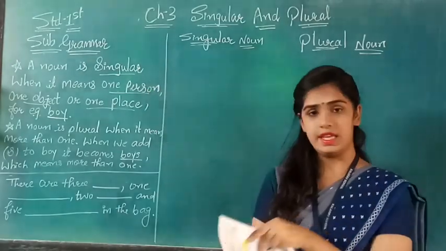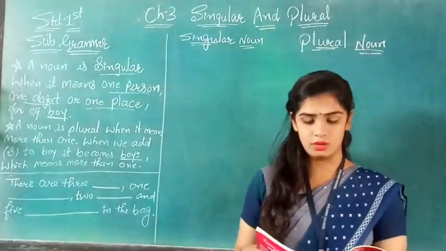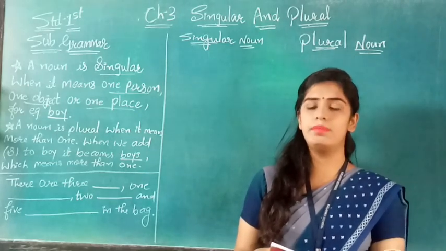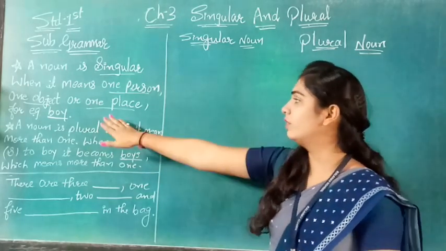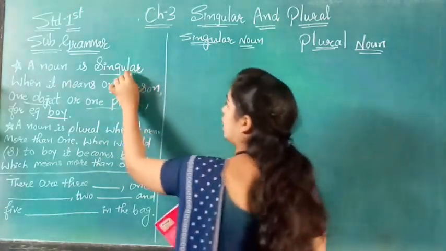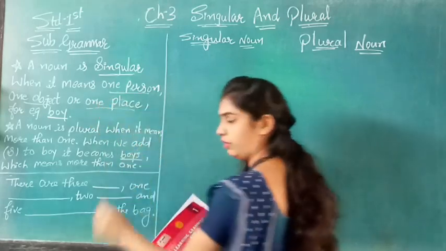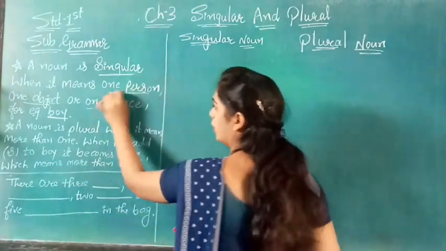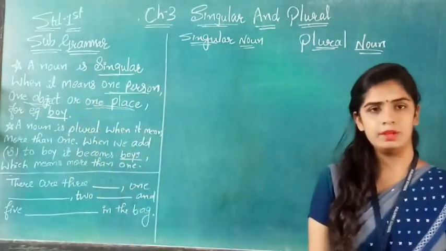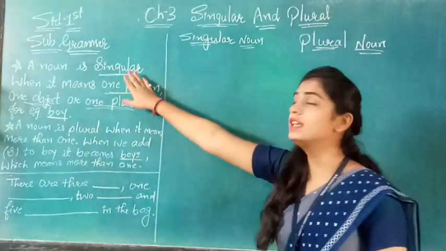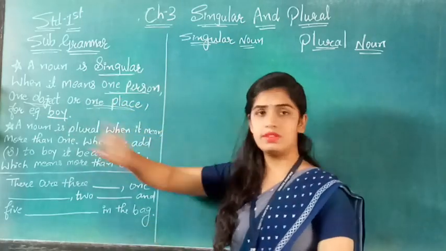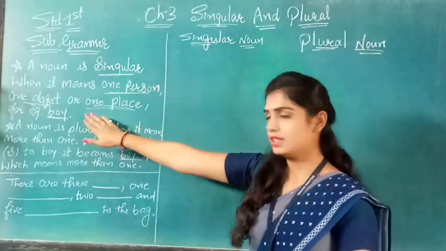Okay. So see in your book, a noun is singular when it means one person, one object or one place. For example, we have given here boy. Okay. So what is known as singular? Singular means when we are talking about one person, one object or one place or any one thing. At that time it is known as singular. For example, here given boy. So boy is one, right? So it is known as singular.